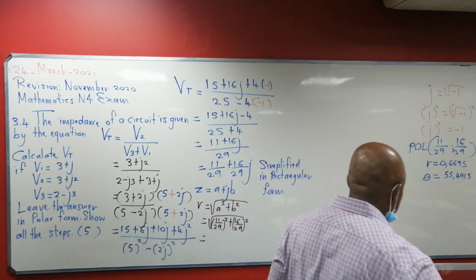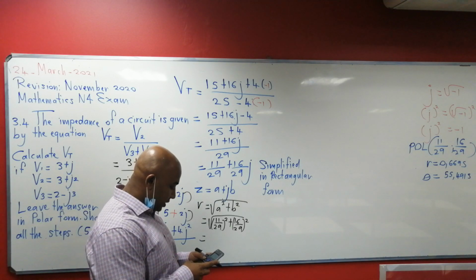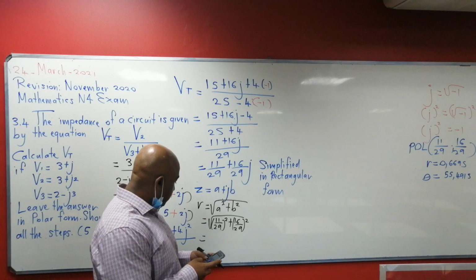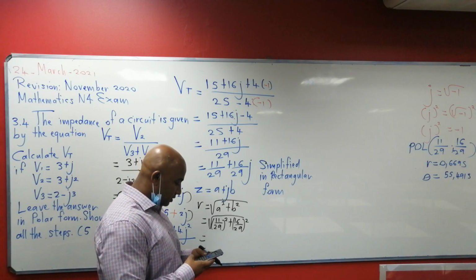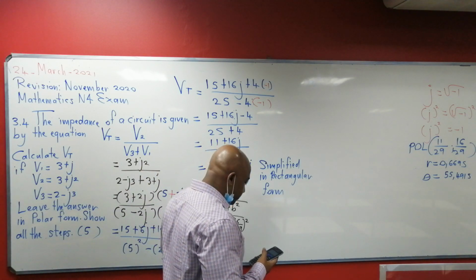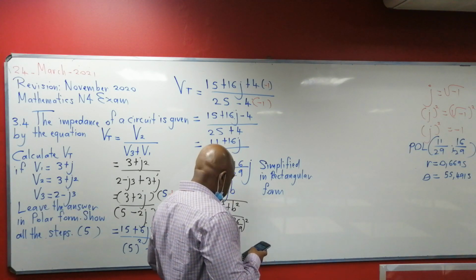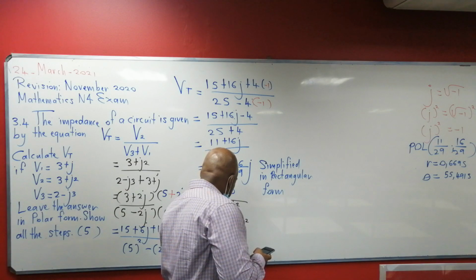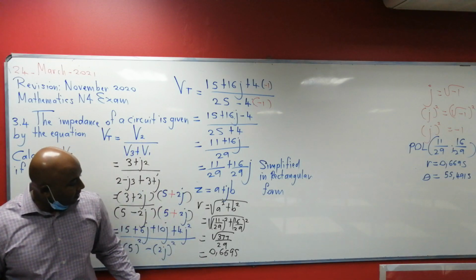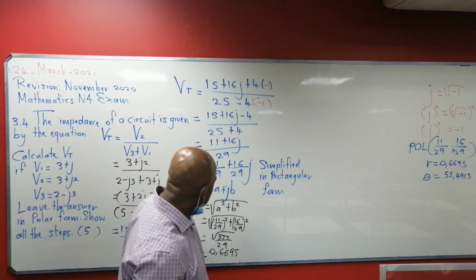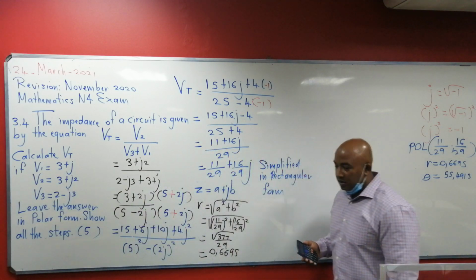Give me the calculator. So it's 11 over 29 squared plus 16 over 29 squared. We get the square root of 377 over 29, which is equal to 0.6695, exactly what the calculator gave us. You can see that? So that is your R, which is called the modulus.